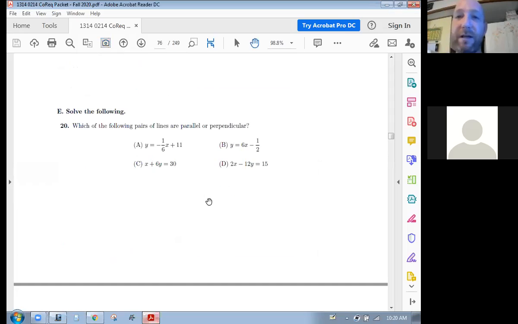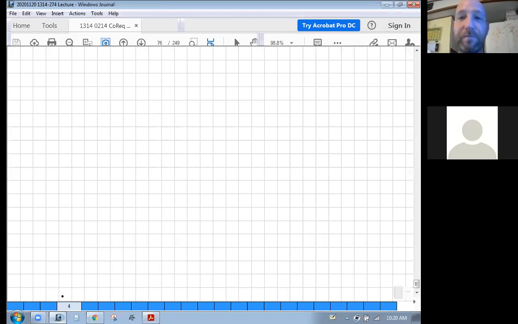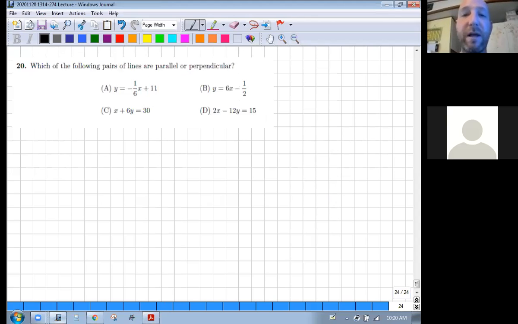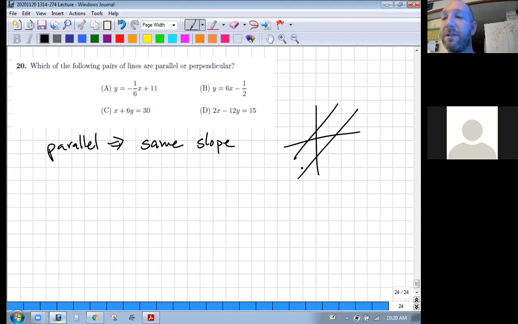Which of the following lines are parallel or perpendicular? All right, remember, parallel means same slope, right? These are different lines, but their slope is the same.